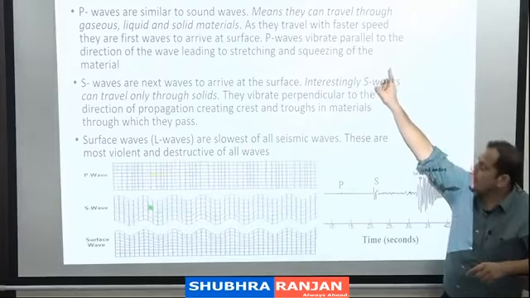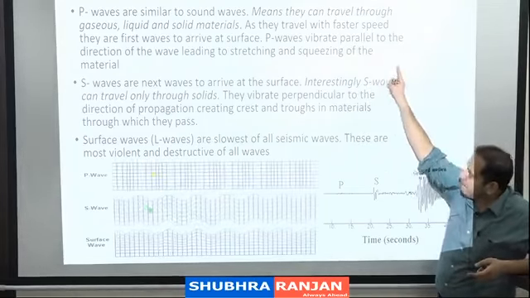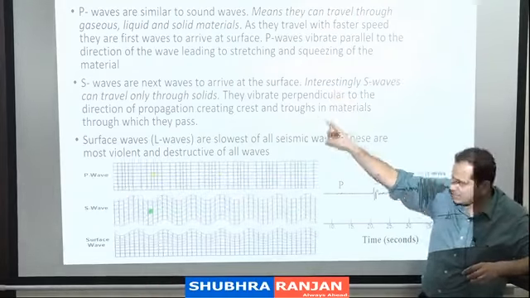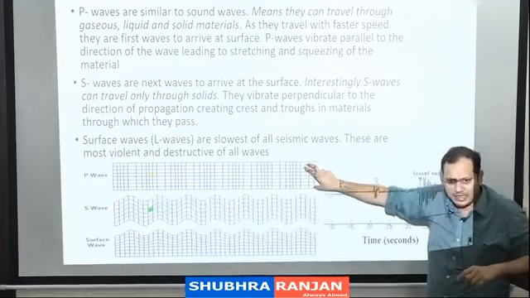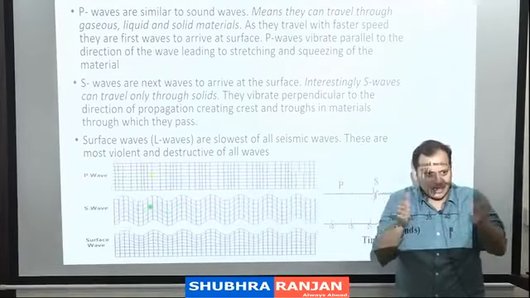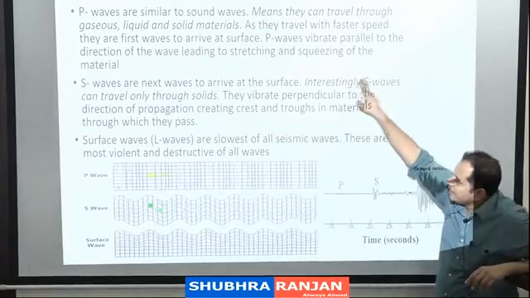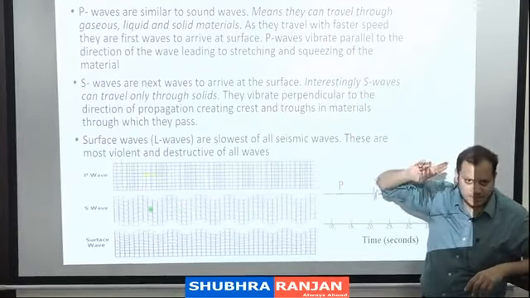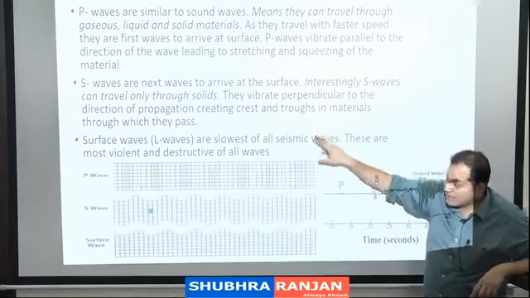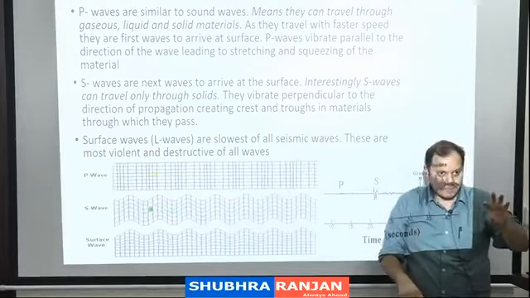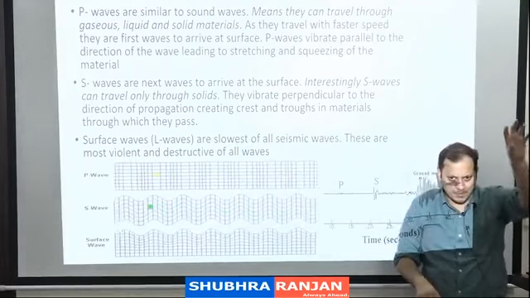P waves, ye key point yaad rakhna, P waves vibrate parallel to the direction of waves. This is the direction of wave, and their vibration is parallel to the direction of the waves, leading to stretching and squeezing of the materials. S waves are known as transverse waves. Why transverse waves? Transverse matlab perpendicular.